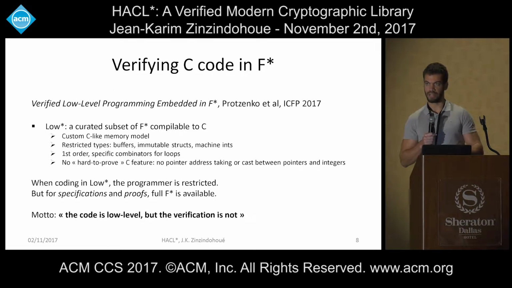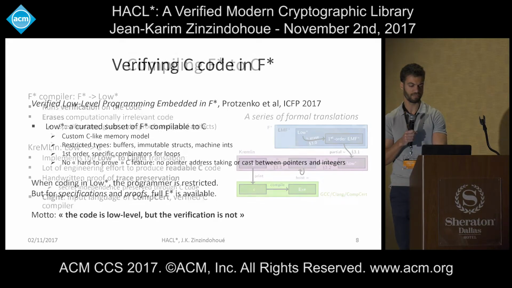The crucial idea here is that although this might seem a bit restrictive, this is actually enough to implement crypto in LowStore or in C. And if you survey the existing reference C code, it actually fits into that subset. So it's constraining when you write the code that will actually get compiled to C, but for all the proofs, you're not limited. The proofs will actually go away during the compilation process. So for the proof part, you still benefit from the whole language, which leads to the motto of LowStore, which is basically the code is low level, but the verification is not. You still benefit from the whole language.